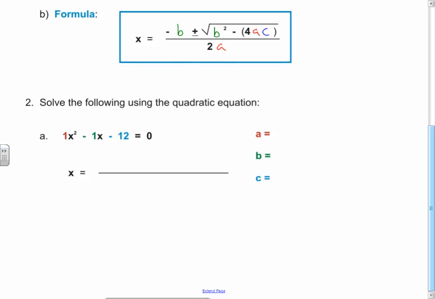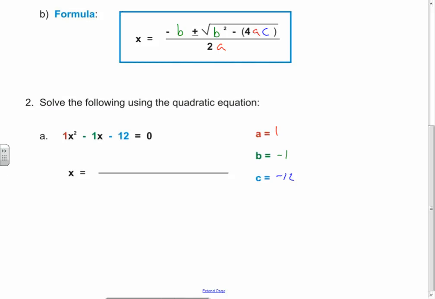You can see I used color. Should make it easy. It's already in the right format. X squared minus x minus 12 equals 0. Are those ones going to be there normally? No. But you know that the A is a 1, and hopefully you know that the B is a negative 1, and the C is a negative 12, right?